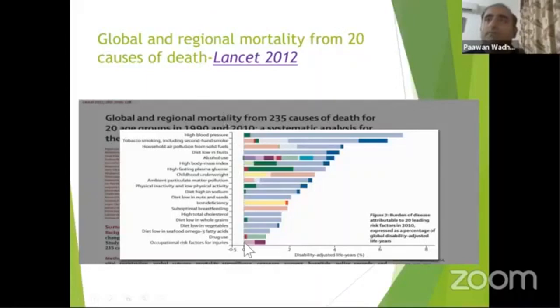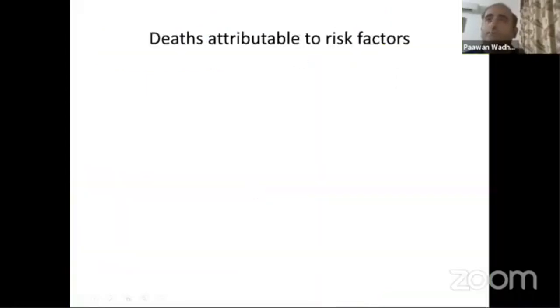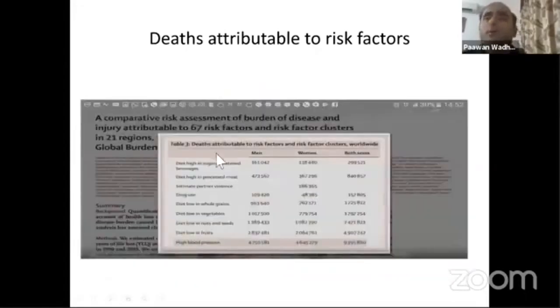So what has happened here? Death attributable to risk factors and risk factor clusters worldwide. Diet high in sugar sweetened beverages kills around 29 lakh people every year. 29 lakh people die because of drinking Coca-Cola and Pepsi.